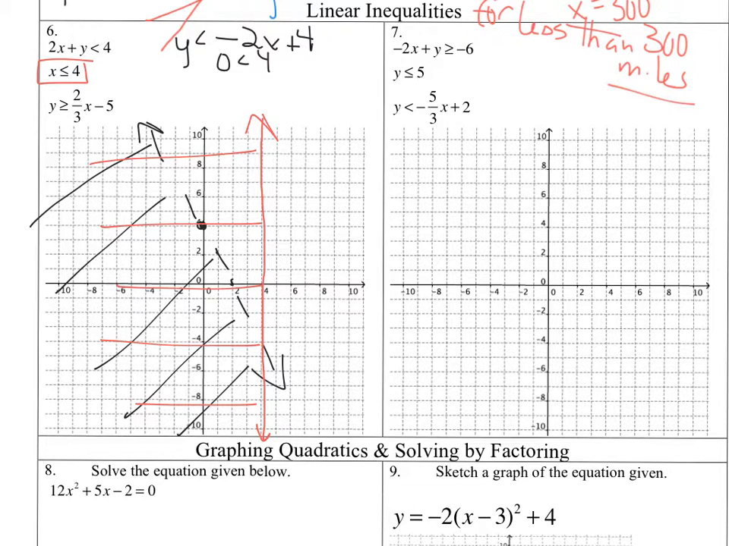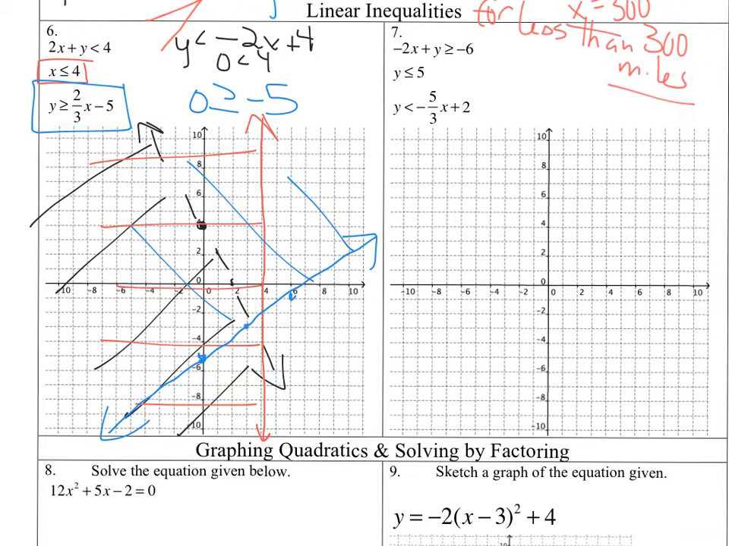And then I look at the bottom one, and I start at 0, negative 5, up 2 over 3, up 2 over 3. Since it's greater than or equal to, it's a solid line. And 0 is greater than or equal to negative 5. Is that true? Yes, it is.